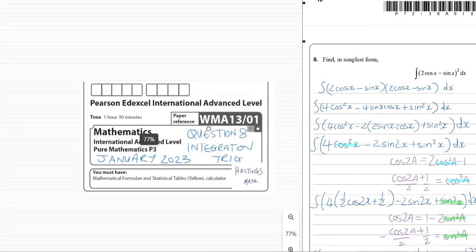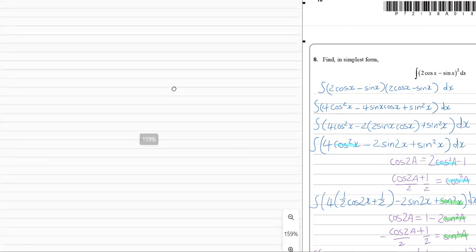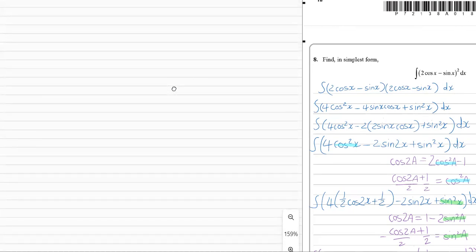So question 8 deals with integrating trig stuff. They give you a bracket with cos minus sine. When I see this, first I think of the R cos theta thing, but I don't think it's that because there's a square here. So first thing we have to deal with is to expand these brackets. We don't want that square.